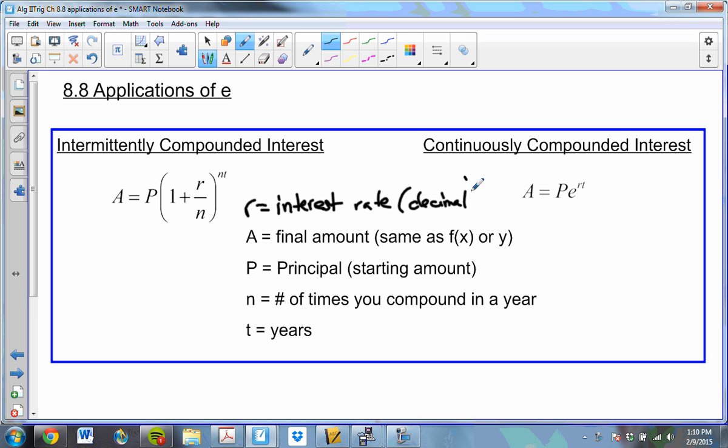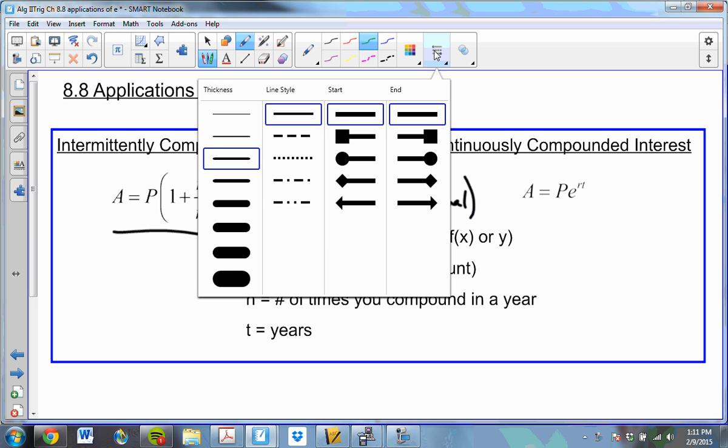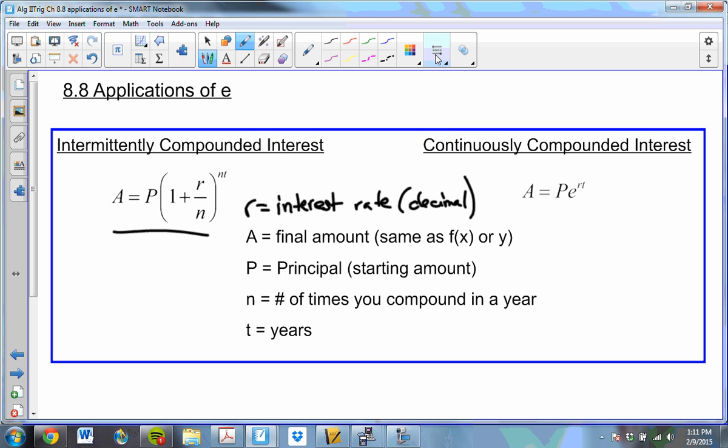Well, that's if interest is compounded in some sort of a frequency, like once a month, once a year, 4 times a year, something like that. If there's some intermittent compounding frequency, you'll use this formula over here. But if interest is being compounded continuously, meaning each and every single passing moment, at every instant, then you use this formula here.